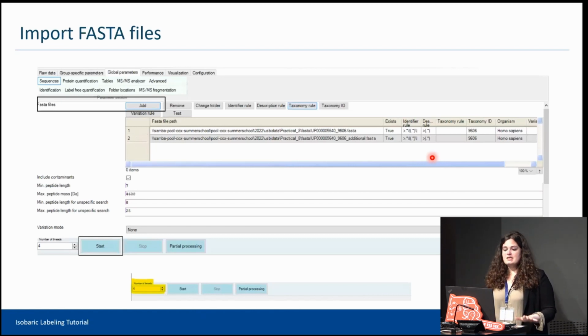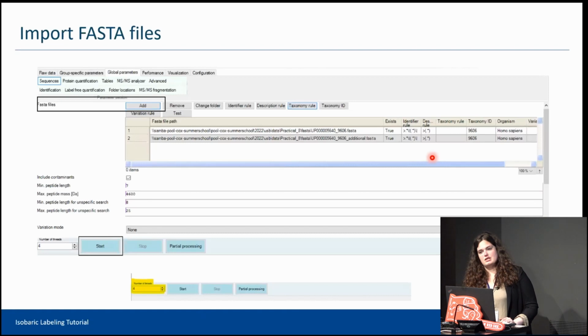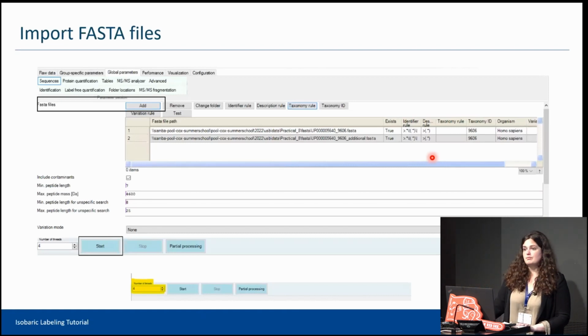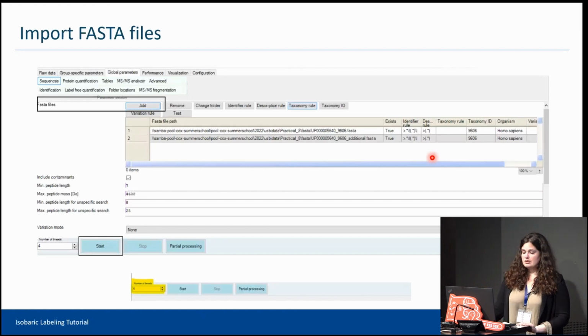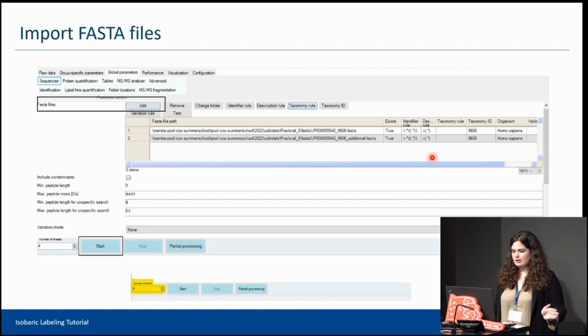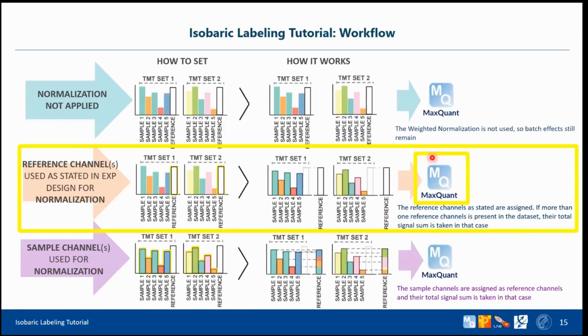So this is how to process when we follow the experimental design as it is in this case, where we have the first channel and the last channel as reference channels, and we want to use them for normalization. We use the PSM weight normalization that is in MaxQuant. We do that as it is stated reading the paper, with the reference channel as stated, the orange one.